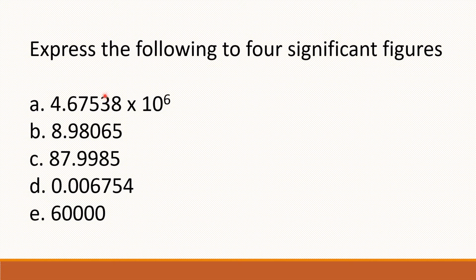Here the omitted digit, that is the removing digit, is number 3. It is less than 5. So our rounding off digit will remain up to 5 only. So the answer is 4.675 into 10 power 6. Here the total number of significant figures is 1, 2, 3, 4. 4.675 has 4 significant figures. The decimal point we cannot consider as significant.